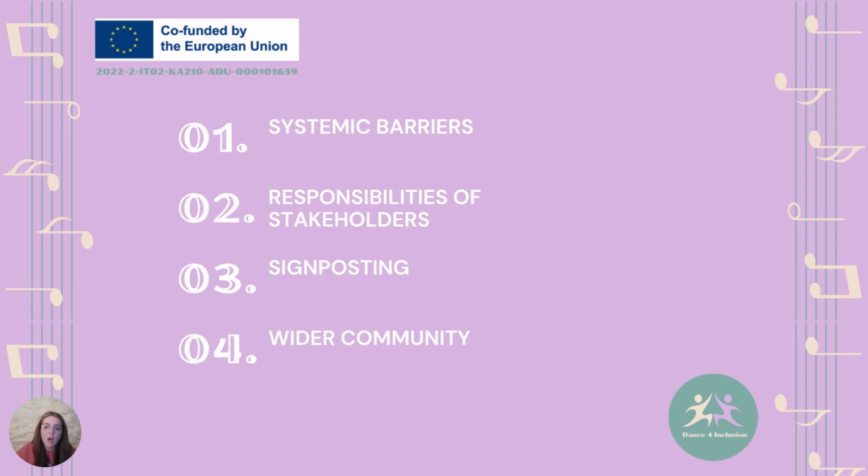Number 2. Identifying these systemic problems can help participants to think about what needs to change in their community and the roles and responsibilities of stakeholders, such as local authorities. Number 3. Research and building up knowledge of the local area and services available is vital for signposting people to wider opportunities.